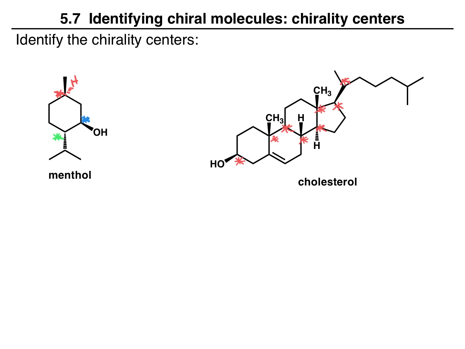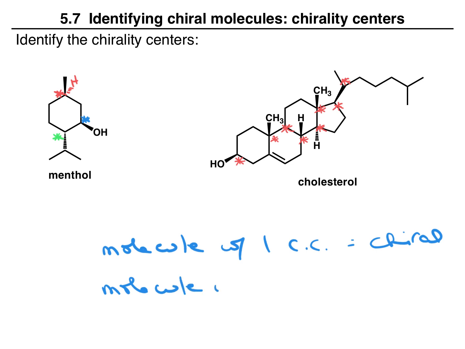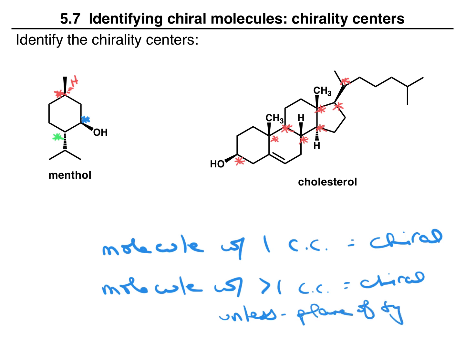So trying to identify chirality centers is very useful because a molecule with one chirality center is chiral, and a molecule with more than one chirality center is usually chiral unless there is a plane of symmetry. So with these molecules, there's no plane of symmetry. We have multiple chirality centers. The overall molecule is chiral.